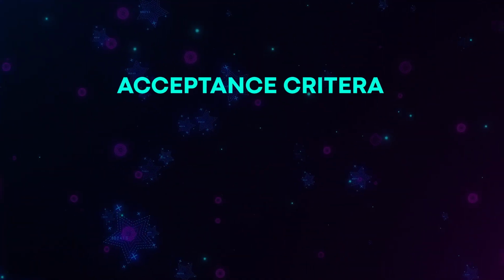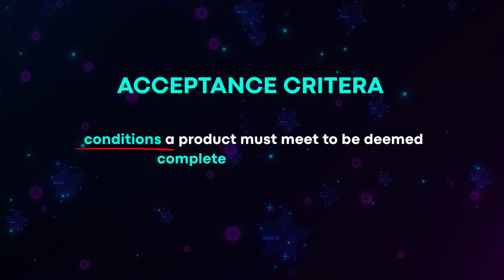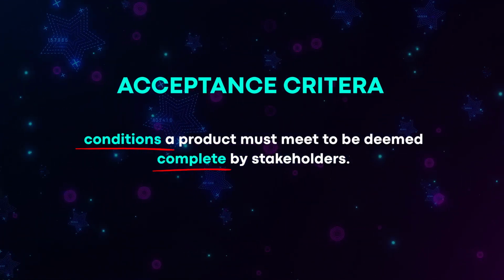So after we have the user stories and the tasks, we have acceptance criteria. So how do we know that we're good with the user story, that it's done? Acceptance criteria are conditions a product must meet to be complete by stakeholders. So do they say it's complete? It's not done until we say it's done, and that's why we have very explicit ACs, or acceptance criteria.